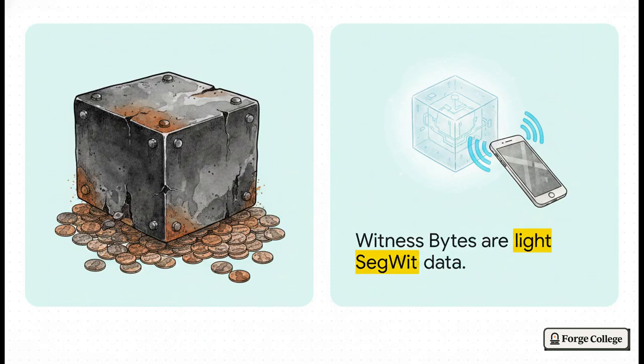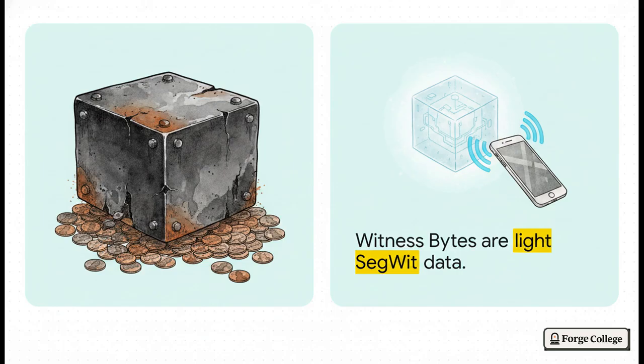Imagine you're standing in a coffee shop line, and the guy in front of you decides to pay for a $6 latte using entirely pennies, counting them out one by one. That's a legacy transaction. It's shoving all its signatures and scripts into the base bytes. It's heavy, it clogs up the block, and the network charges an absolute premium for it.